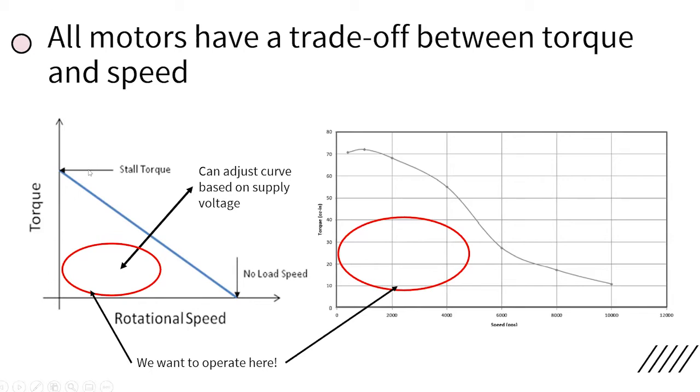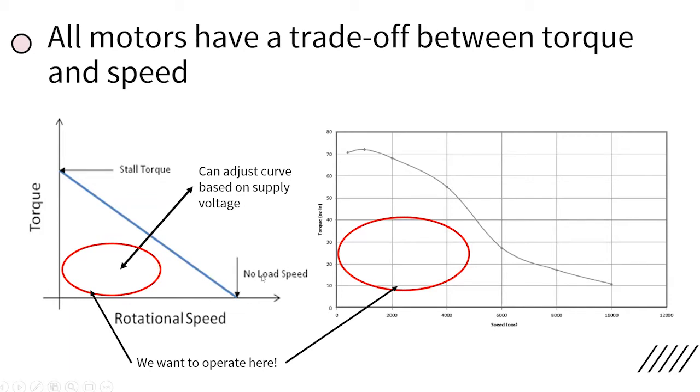A few key terms here, first is the stall torque. The stall torque is essentially the maximum torque this motor is able to supply, but by supplying that torque, it's also not able to generate any speed. This is the absolute max it can supply. So it's similar to a holding torque in that sense.